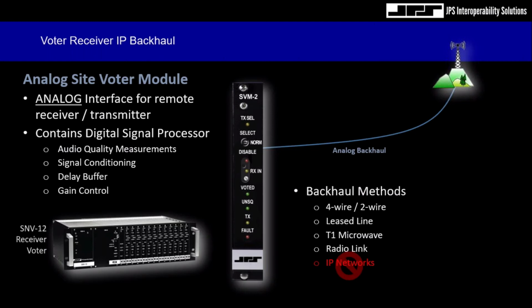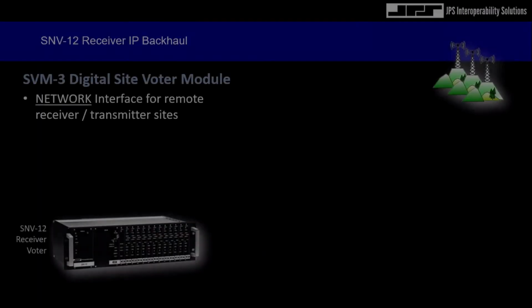So just remember that. The SVM2 contains a digital signal processor that is used to assess the all-important spectral noise, as well as the receive audio delay buffers that help align the arriving receive audio. There's a lot of things going on in this module, and maybe we'll save that for another webcast.